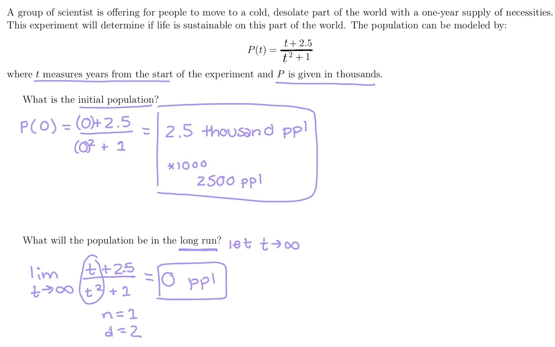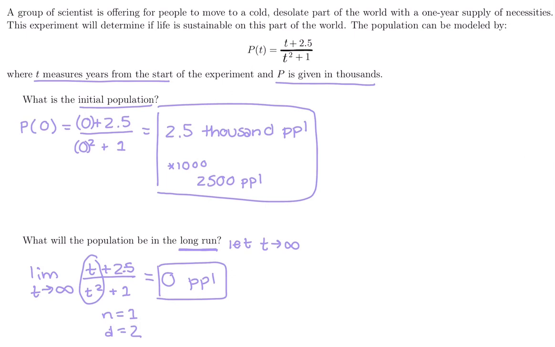If it was equal, I would take the ratio of leading coefficients. If it was top heavy, the degree of the numerator was higher, I would see if the answer is positive or negative infinity. In this case, with people, it only would make sense for positive infinity, but we would divide everything by the highest power of t in the denominator to calculate it normally. But this is bottom heavy. You're dividing something small by something huge. Eventually, these people are going to move away.